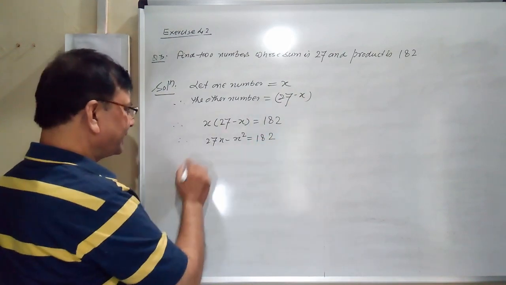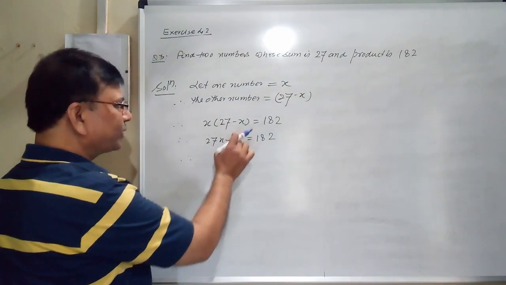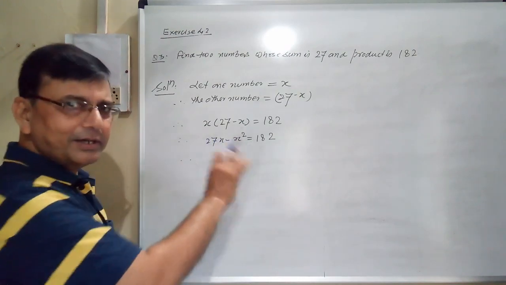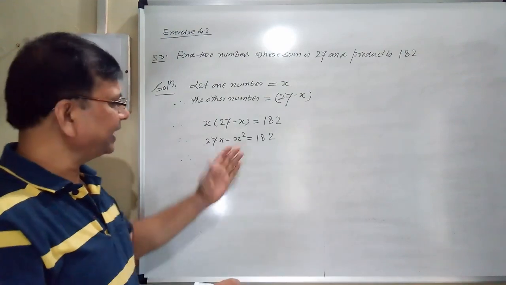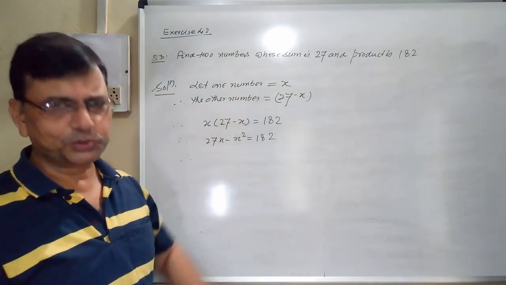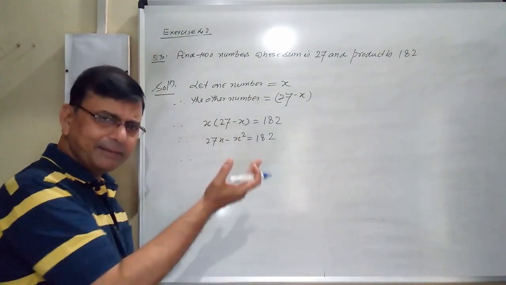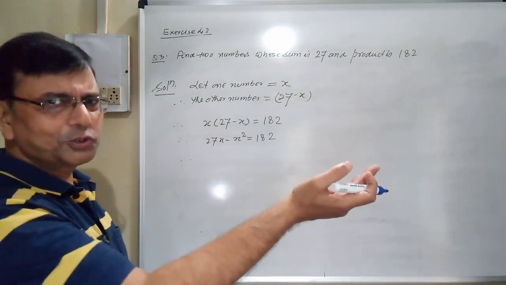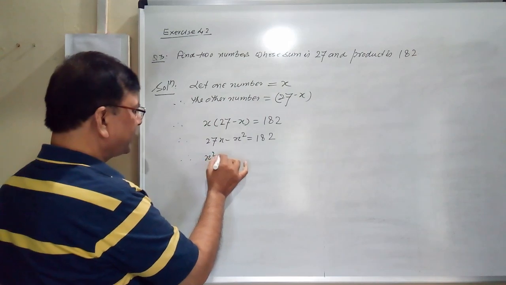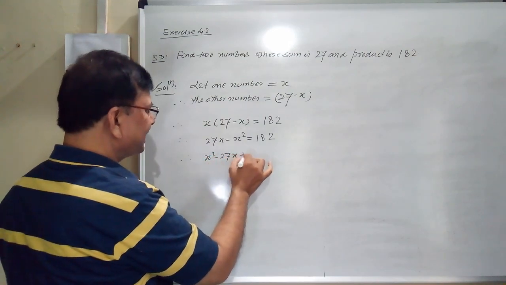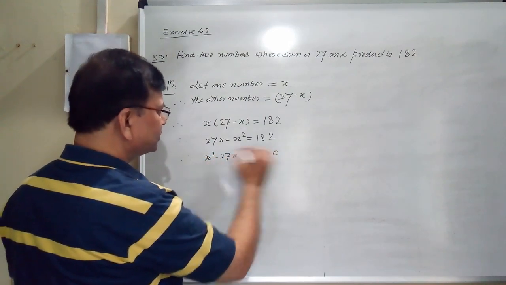Transfer this to the right hand side to make the x square quantity positive, because it is negative. With the negative it can also be done, but instead of taking negative, we will make it positive. So that is x square minus 27x plus 182 is equal to 0.